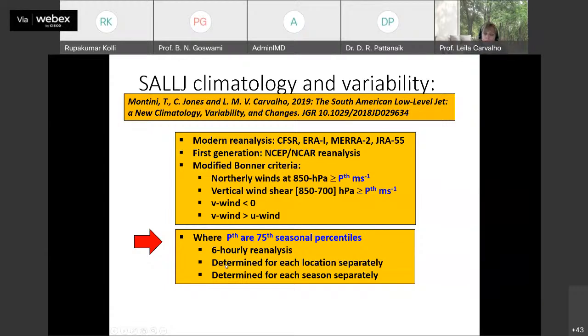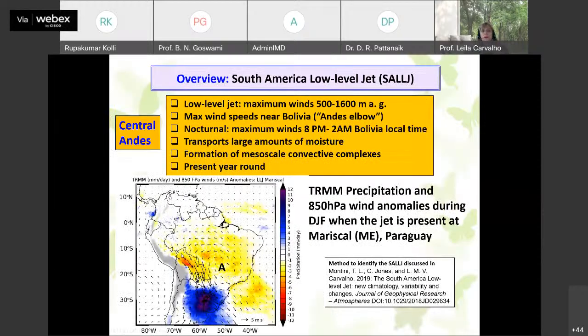I'm going to show first by looking at separate regions where we know the jets exist. We know climatologically we see the high standard deviation in the winds. We are going to look into these two regions separately. Okay, so when you have these South American low-level jets, the famous jet over eastern Bolivia in this region, we have maximum winds in this region. Over here, they tend to be nocturnal. They are a nocturnal type of jet.